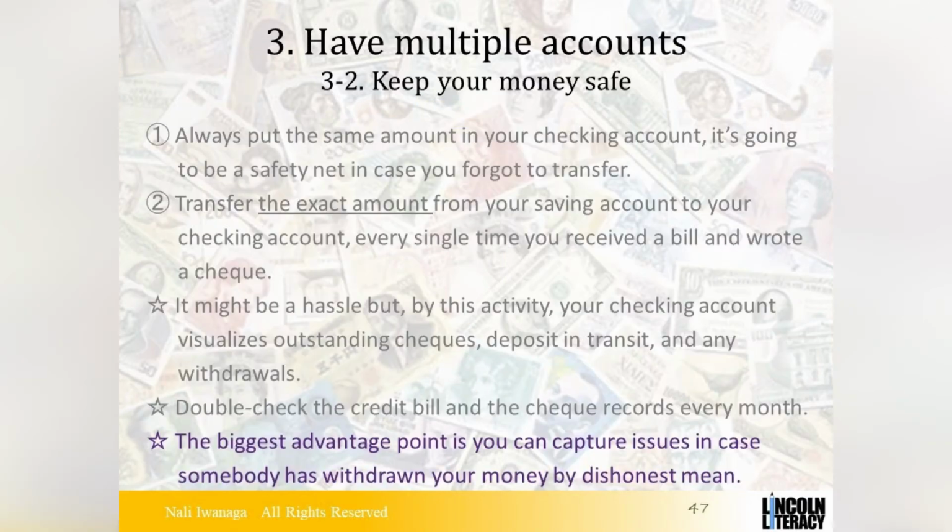The biggest advantage point is you can catch an issue in case somebody has withdrawn your money by dishonest means.